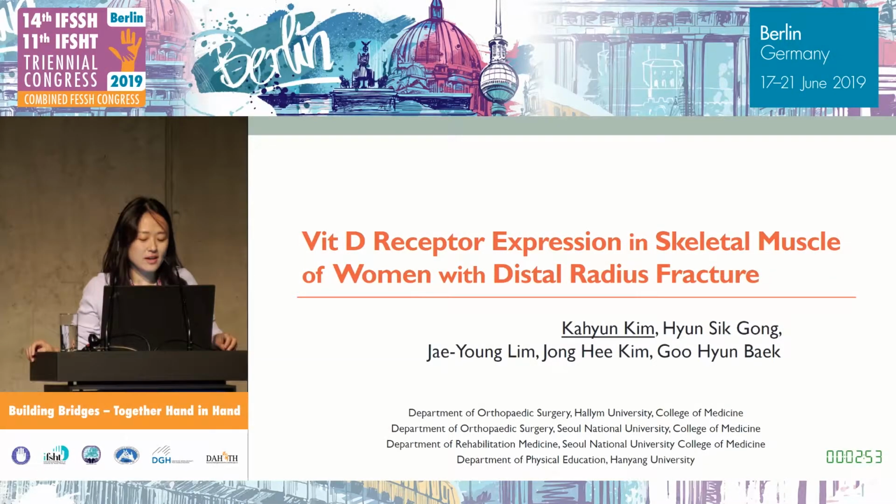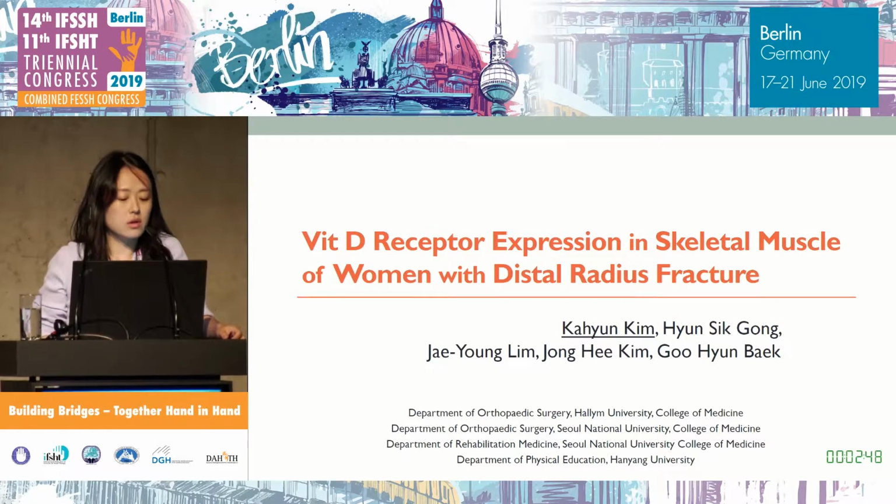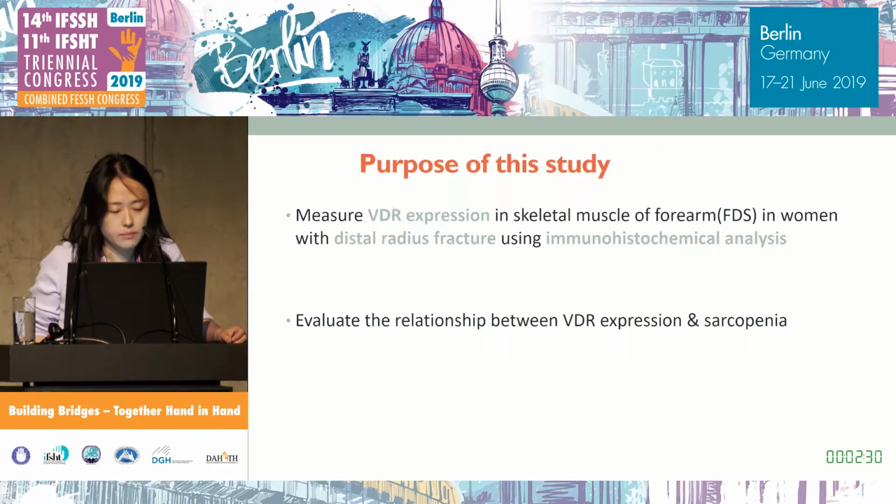Good morning, everyone. My name is Kaihan Kim, and I will be presenting vitamin D receptor expression in skeletal muscle of women with distal radius fracture. Vitamin D is known to be related with muscle frailty, and it exerts its activity by binding to vitamin D receptor. Patients with distal radius fractures are known to have lower levels of serum vitamin D and higher prevalence of sarcopenia. So the aim of this study was to measure VDR expression in skeletal muscle of women with distal radius fracture using immunohistochemical analysis, and to evaluate the relationship between VDR expression and sarcopenia.